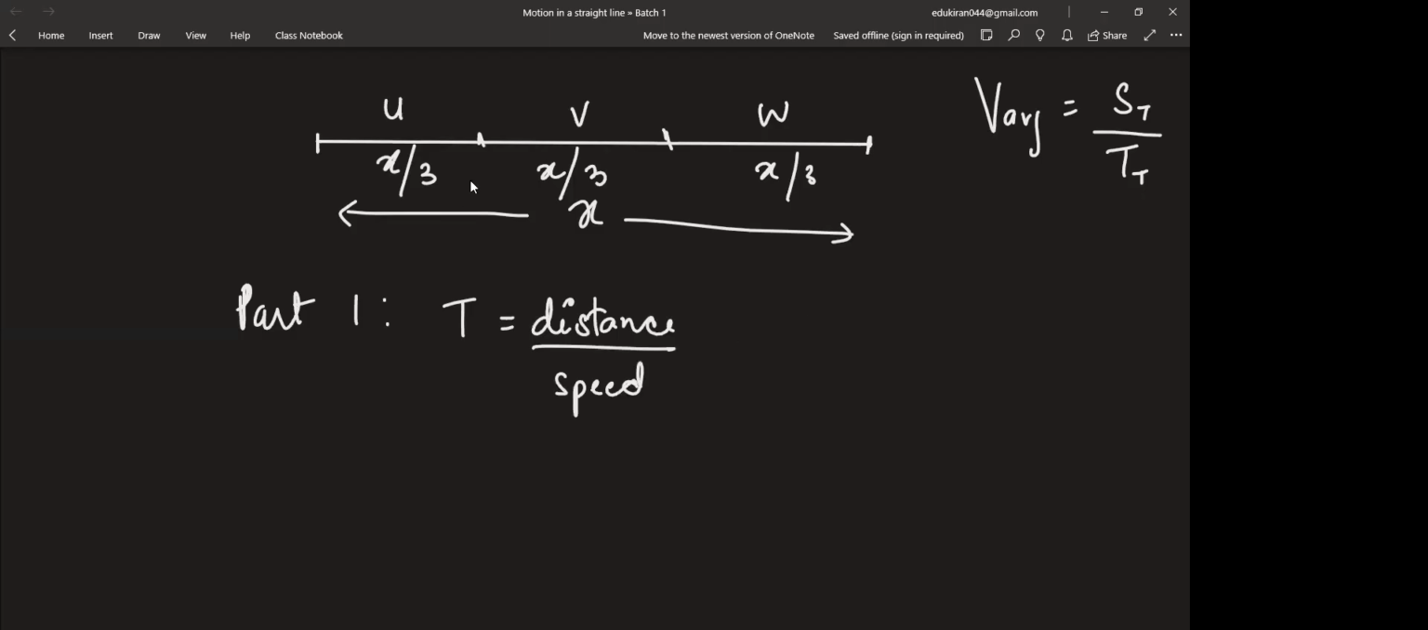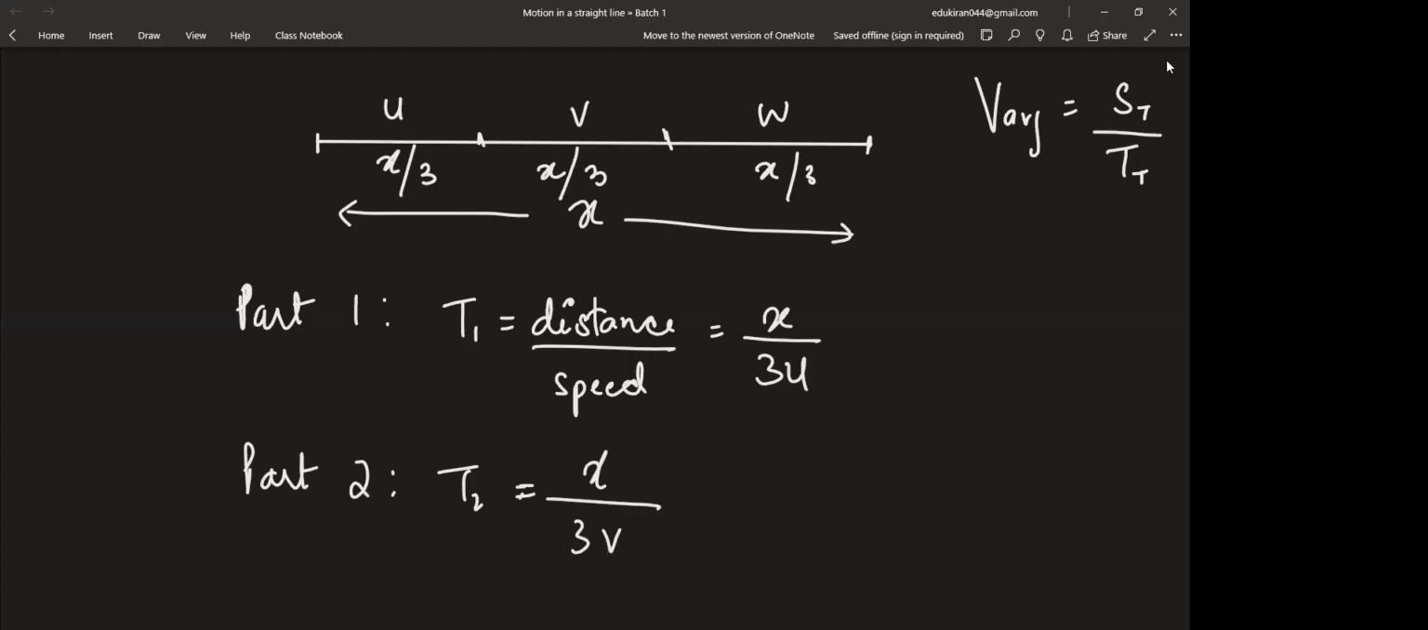So what is the distance here in the first part? X by 3. And the speed is u. So the time is x by 3u. Now, similarly, when you are talking about part 2, the time here, this is t1, the time here t2 is, again, distance. What is the distance? X by 3. And what's the speed? v.